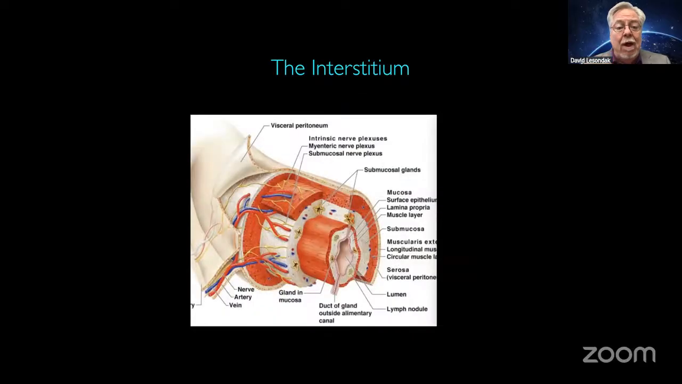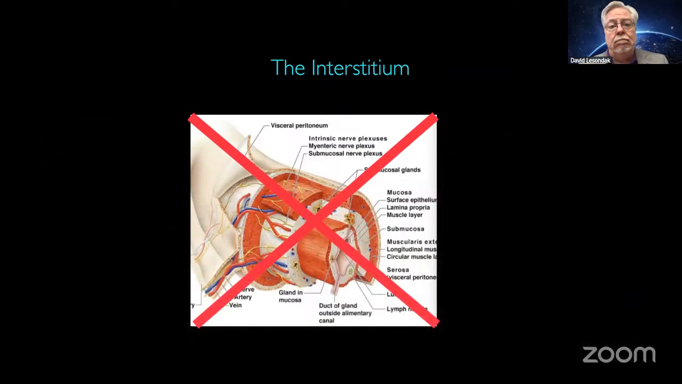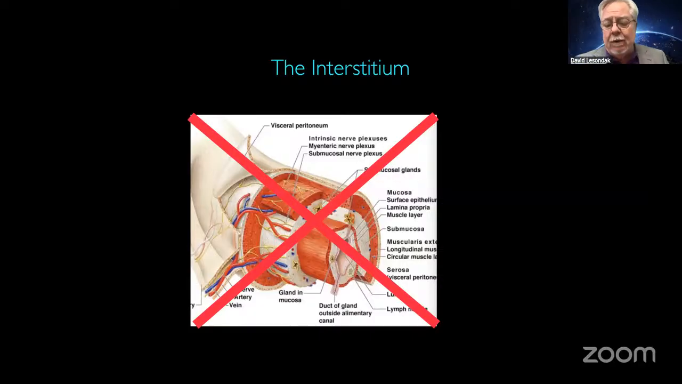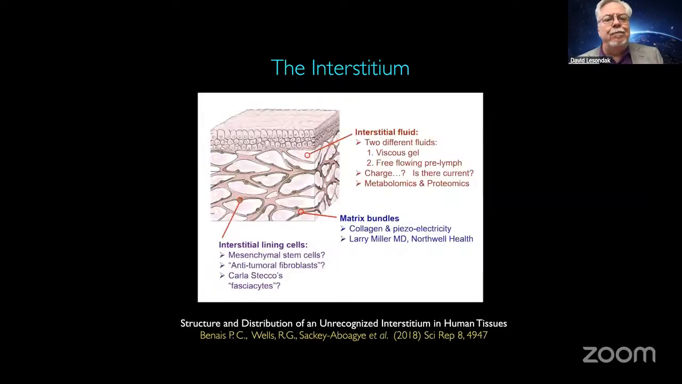So this model is wrong. It's just wrong. It was a good guess 100 years ago, 150 years ago, but we now know that's wrong. So what does that mean? So here's a diagram, and what you can see here is the interstitial fluid, the interstitium itself, full of gels, as Rochelle talked about. And then there are these matrix bundles of collagen and also cells. But the focus on this chart is the fluid.